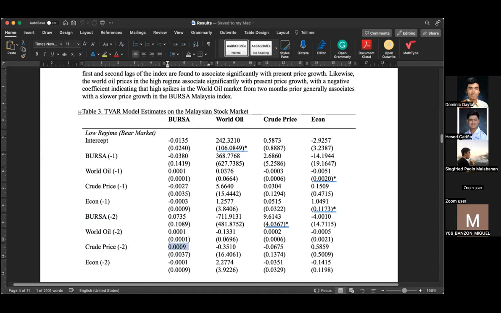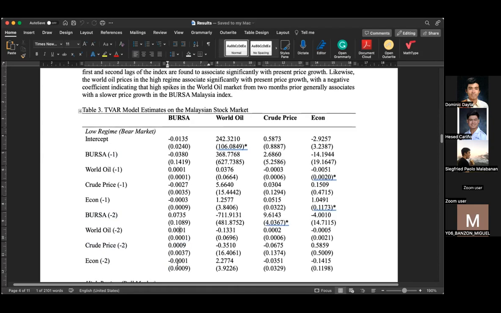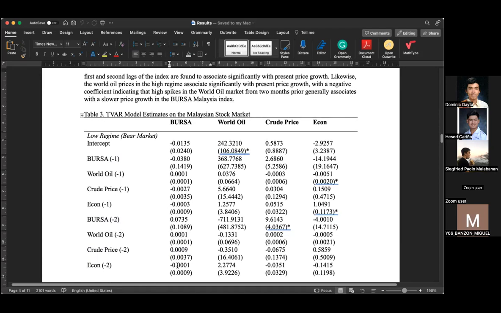Okay? But again, keep in mind na we also have to consider kung significant ba sila. So in this case, sa low regime or sa bear market, hindi sila significant at all. So that means in general, walang effect yung mga oil shocks, aggregate shocks, and so on the Malaysian index in the middle of a bear market.